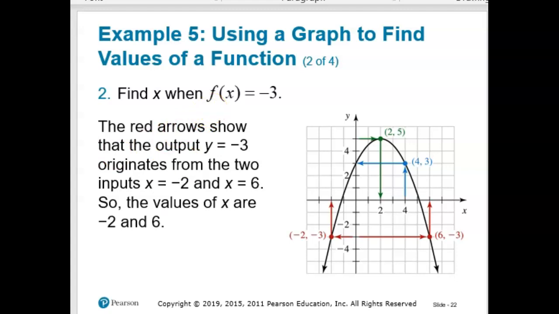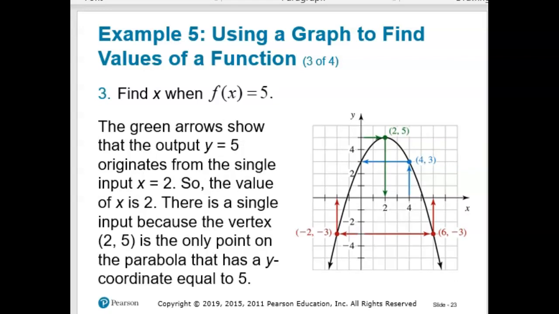Now, this notation where you have the function of x is equal to a negative 3, remember, x is not equal to negative 3 necessarily. It is saying to find the function when y is equal to a negative 3. So look at your y-axis. Go down to a negative 3. You'll see the red lines in this picture. The red lines go to the left and to the right, and it finds points on the graph on both sides. On the right-hand side, you have 6, negative 3, and on the left-hand side, you have negative 2, negative 3. So this parabola has 2 x values when y is equal to a negative 3.